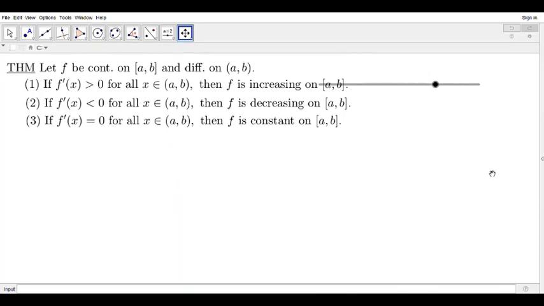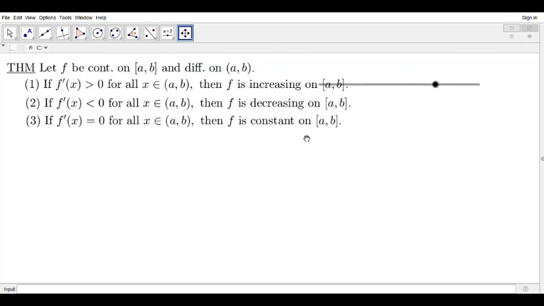f is continuous on the closed interval AB and differentiable on the open interval AB. So if f prime is positive for all x in AB, then f is increasing on that closed interval. And then second statement, if f prime is negative on the open interval AB, so for all x in that open interval, then f is decreasing on that closed interval. And then lastly, if f prime is 0 for all x in the open interval AB, consequently f is constant on the closed interval AB.